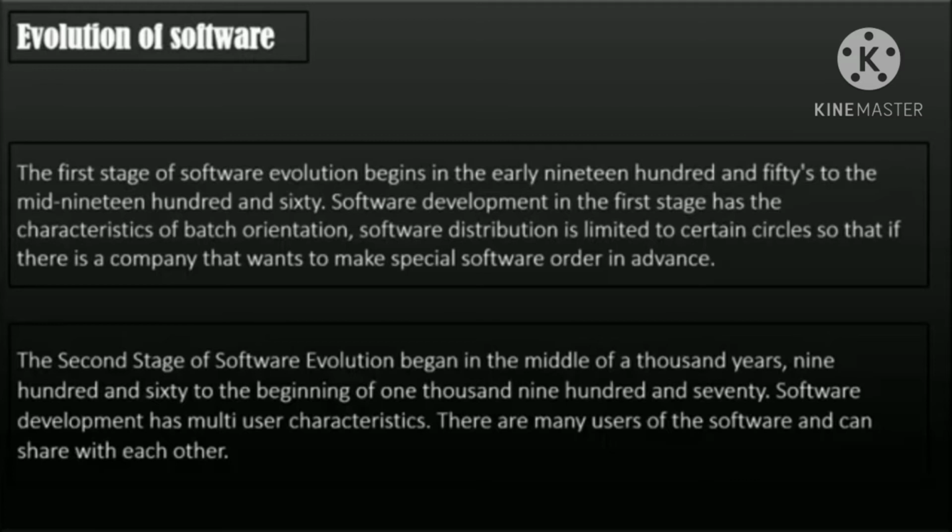The second stage of software evolution began in the middle of 1960 to the beginning of 1970. Software development has multi-user characteristics. There are many users of the software and they can share with each other.